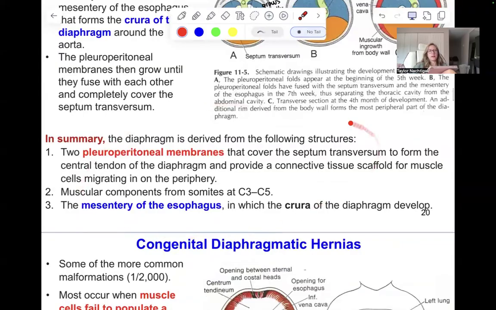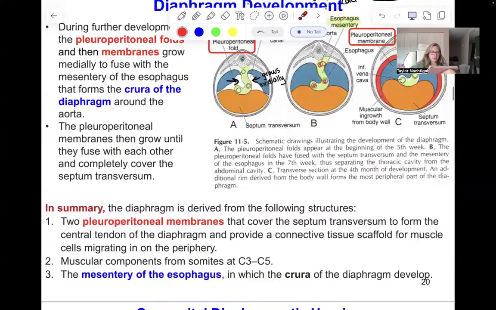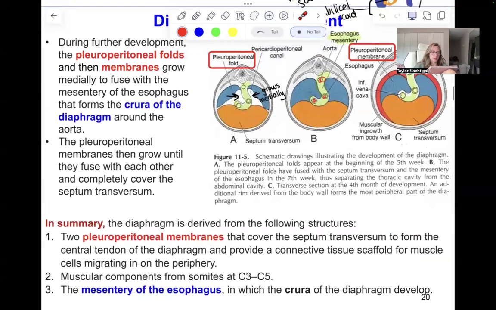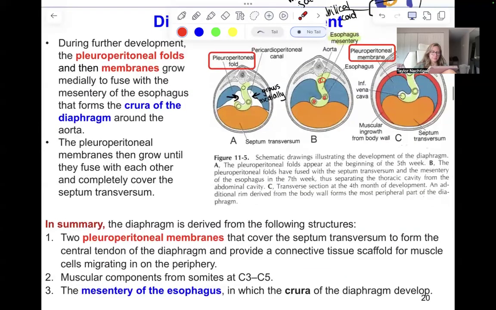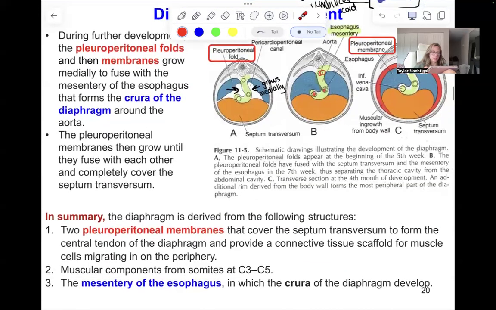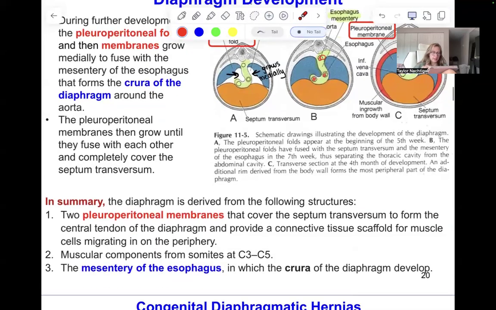I should have just started with that. That summarizes that really nicely, but that's what these images are showing. The medial growth of the pleuroperitoneal folds towards the esophagus mesentery, and then the eventual formation of the crura of the diaphragm, and the scaffolding of the muscles coming from somites.